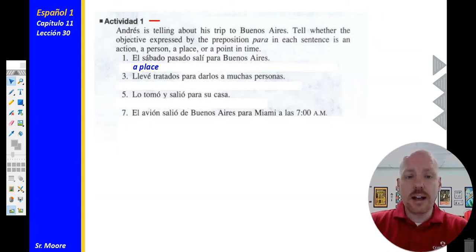I brought tracts in order to give them to many people. This is talking about an action. Para darlos, in order to give them.